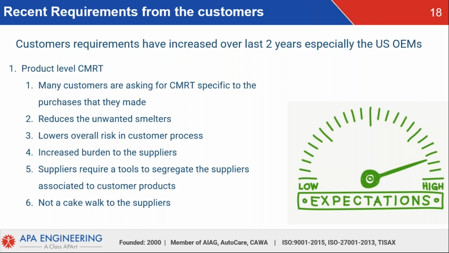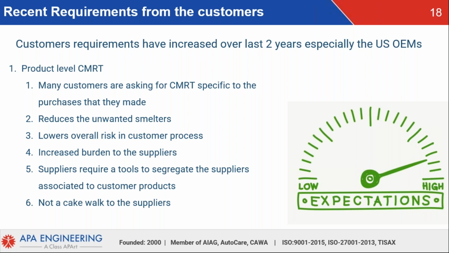But at least from the last 2 years, several customers have started requesting for product level CMRT, which means a supplier is required to submit the CMRT pertaining to only the products that they sell to a particular customer. There are increased requests observed in the last 2 to 3 years, especially from the US stock listed companies. So while the product level CMRT is useful, it has got its own pros and cons. I wouldn't say it has advantages, but it comes with a lot of effort.